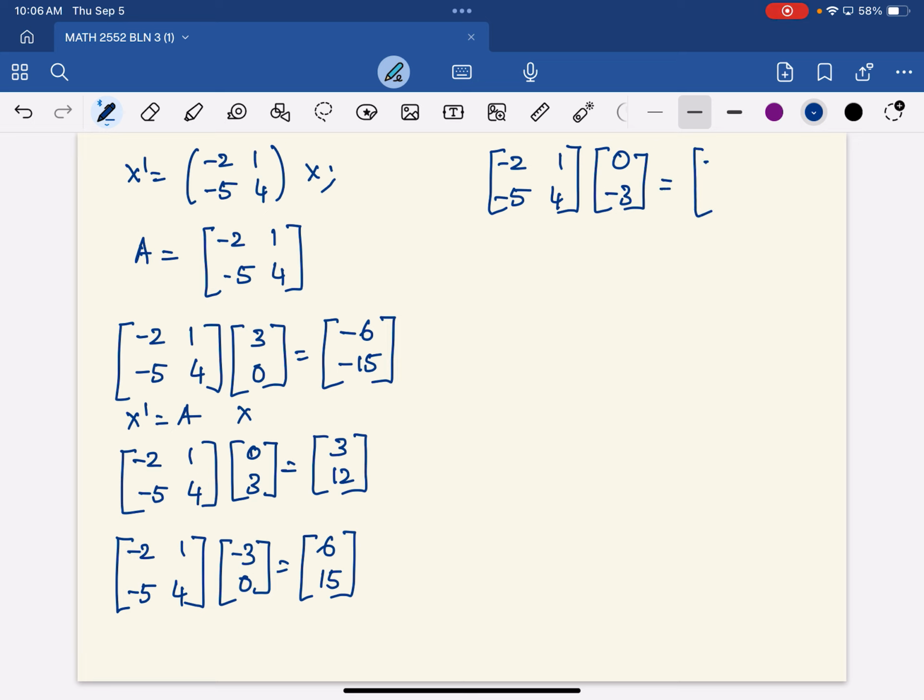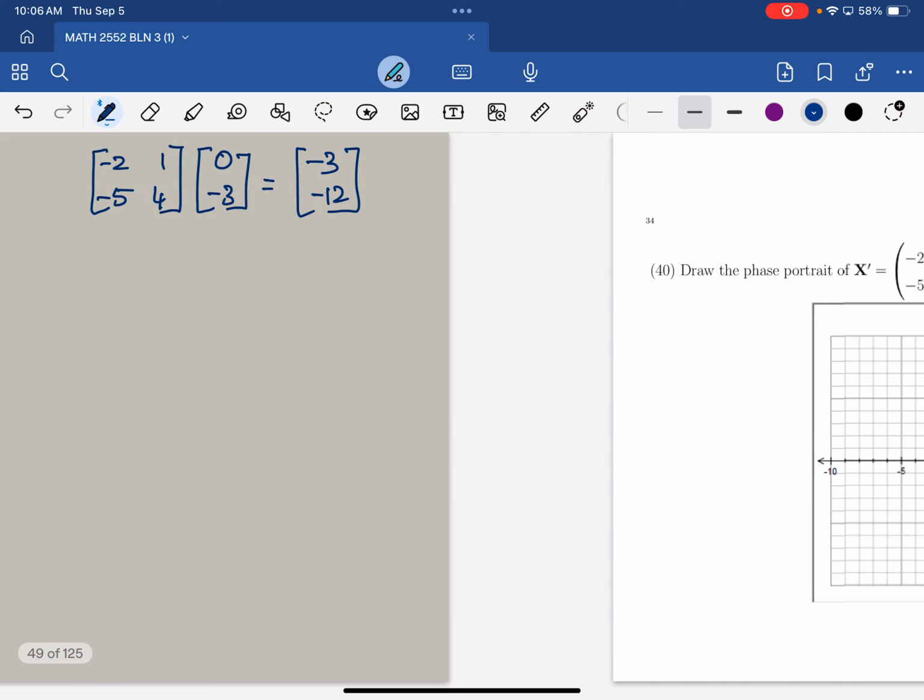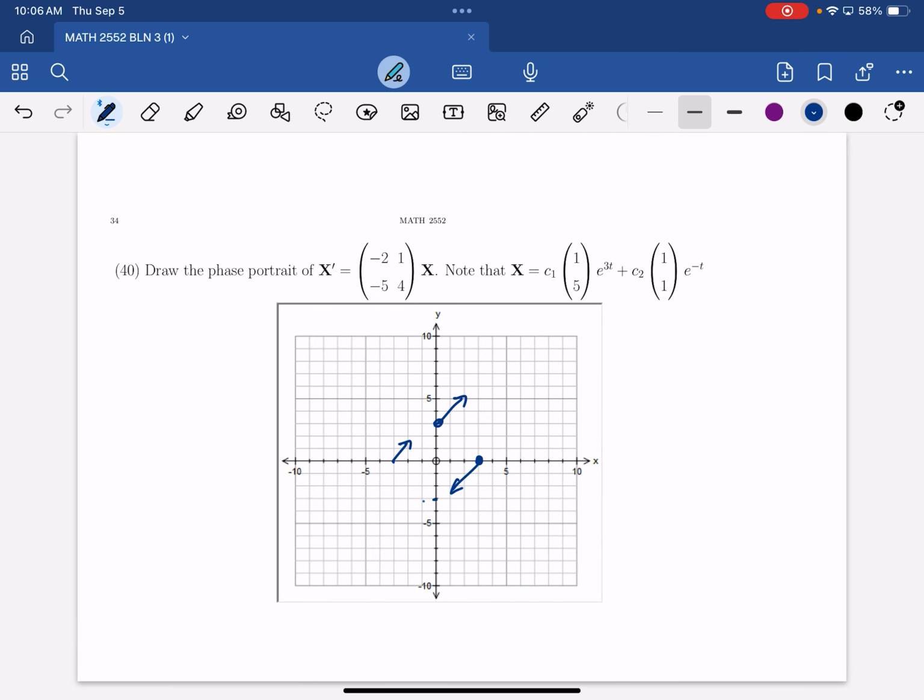Okay, so if I'm doing 0, negative 3, what do I get? I get negative 3 and negative 12. So that means if I'm here, I'm experiencing 3 units to my left and 12 units down, so I'm going in that direction. Do you agree with me on that? Now, I want to draw 1, 5. So 1 and 5, 2 and 10. So allow me 1 and negative 5, 2 and negative 10. This one would be my eigenspace for lambda 1 equals 3. Right? Yes or no?